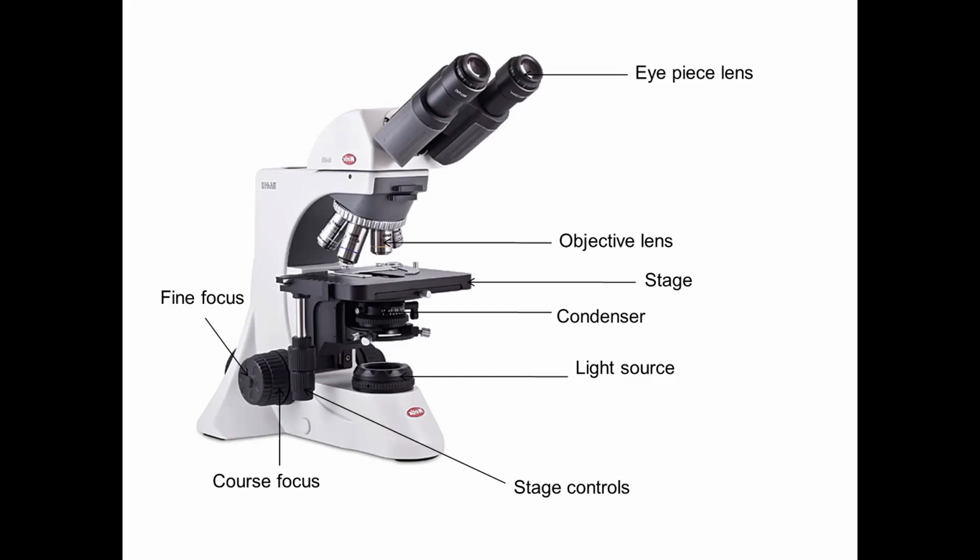The inner circle is the coarse focus knob. When you try to move it, you can feel that it moves slowly or with difficulty, while the fine focus knob moves pretty quickly and with ease.